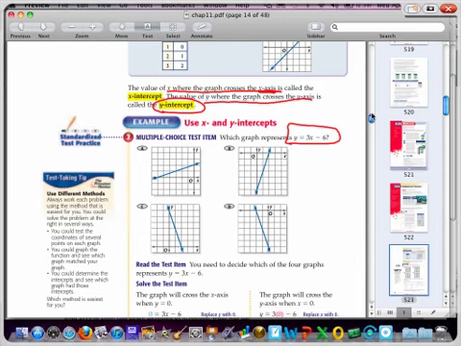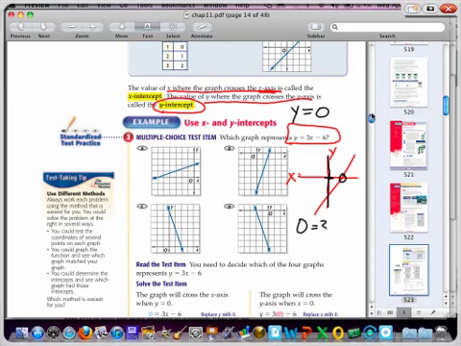Well, think about it. Let's take a look at a graph. Here's my x, here's my y, and let's say this is my line right here. Here's the x-axis, remember? So where it crosses the x-axis is right there. Well, what is the y value? This y value, well, that's 0. So at the x-intercept, y equals 0.